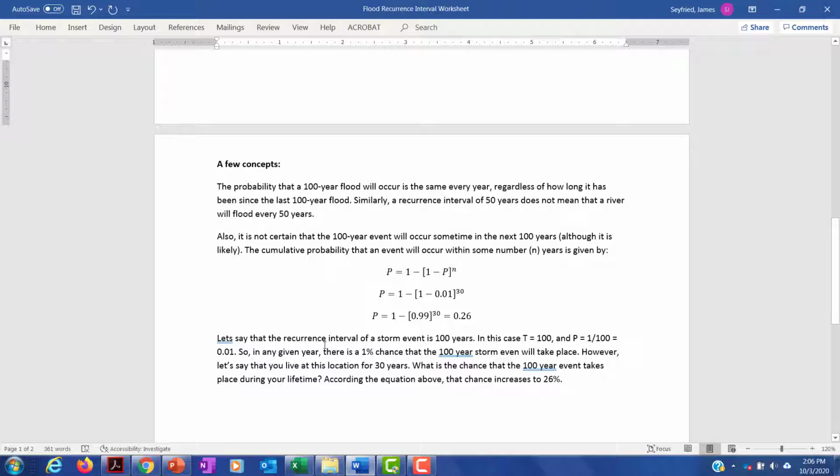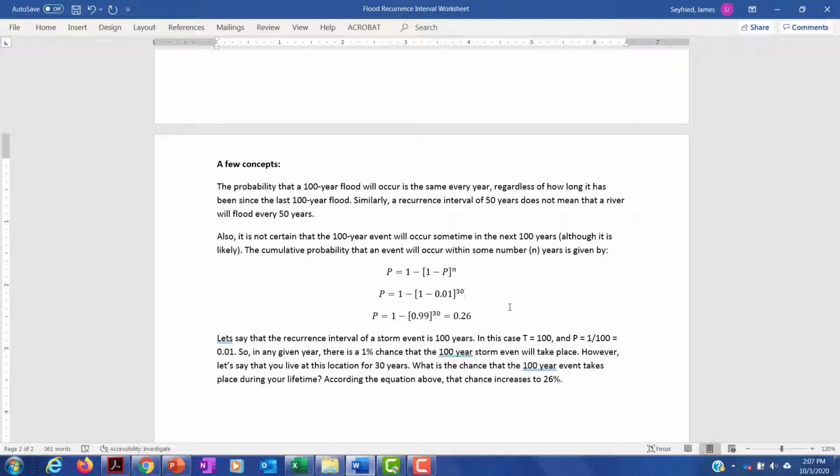So let's say you want to know over a period of 30 years, what's the chance of a 100-year event happening? Because it's 1% each year, fine, but over 30 years, it's more than a 1% chance that it's going to happen. And this is the formula for it. You want to know the probability of a 1% chance in 30 years. It ends up being a 26% chance that in 30 years, a 100-year event will happen. I might not be making this more clear, but check out these words.